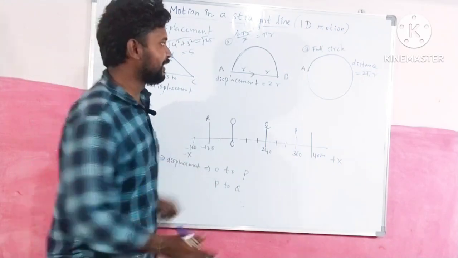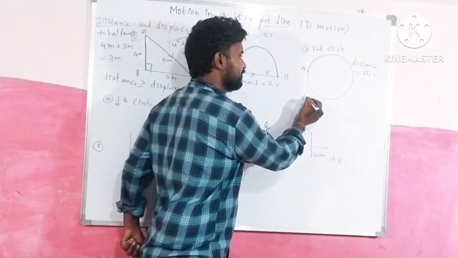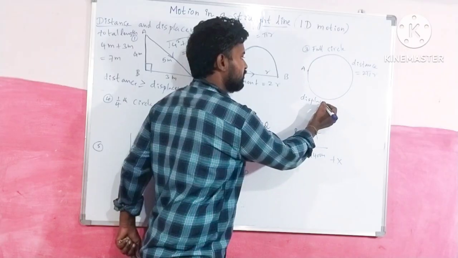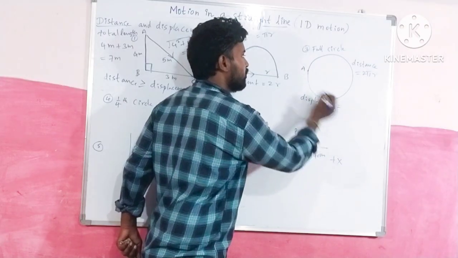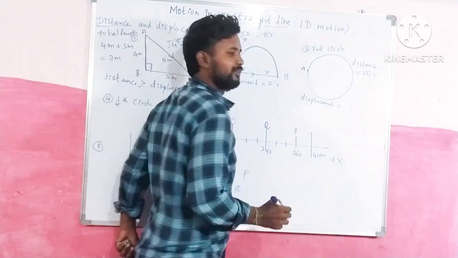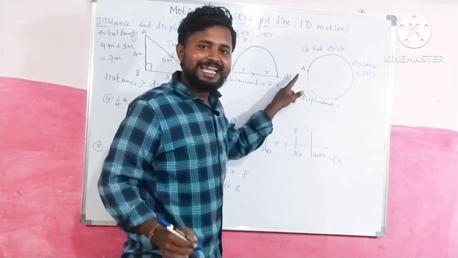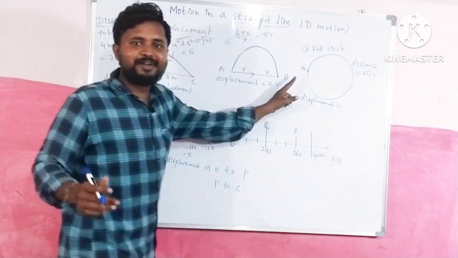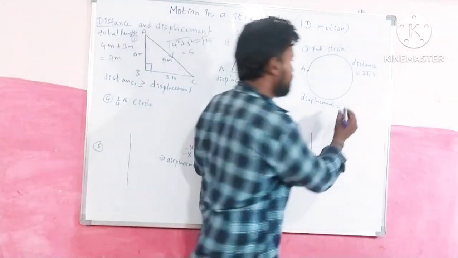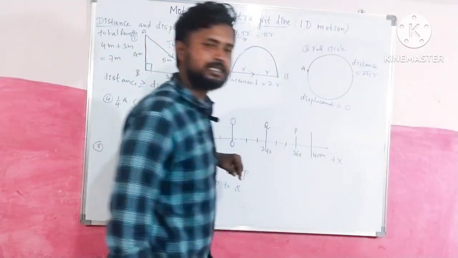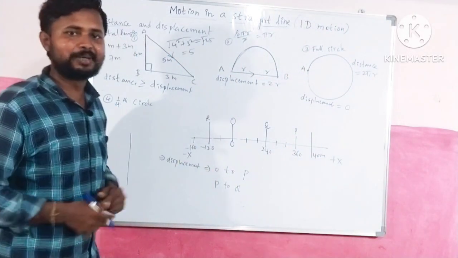What is the displacement? When you closely observe here, the starting point is this, and finally the body comes to the same point. So here the initial point and final point are the same. In this case, displacement is 0.